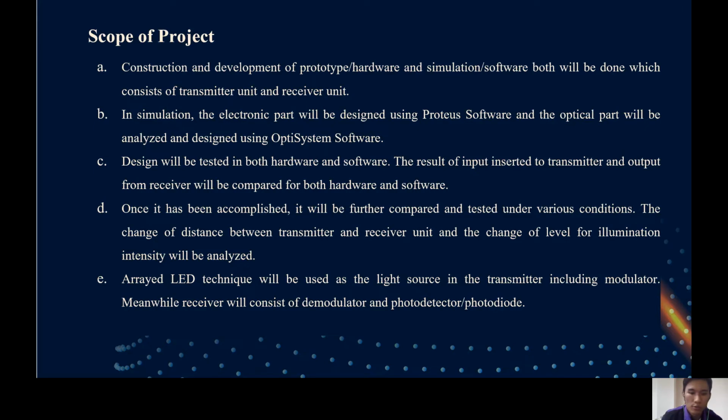Okay, this is the scope of the project. First is to focus on the construction and development of transmitter and receiver unit in software and hardware. Next, OptiSystem and Proteus software will be used to design and analyze the electronic and optical part. Next, the result of input inserted to the transmitter and output from receiver will be compared for both hardware and software. Once it has been accomplished, it will be further compared and tested under various conditions. Array LED technique will be used as the light source in the transmitter, meanwhile the receiver will consist of demodulator and photodetector.